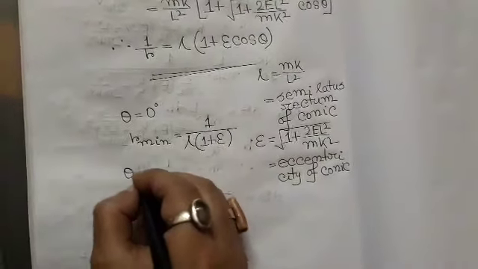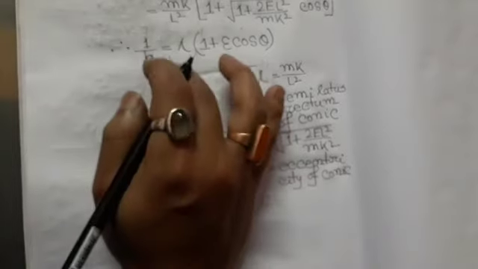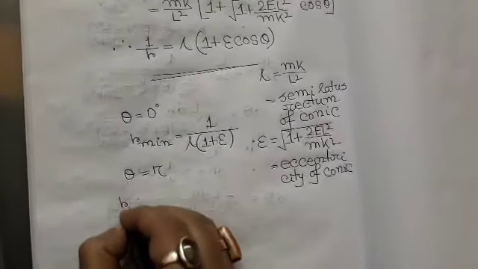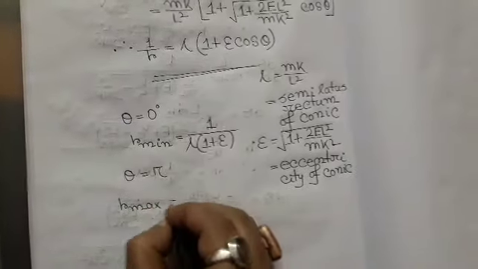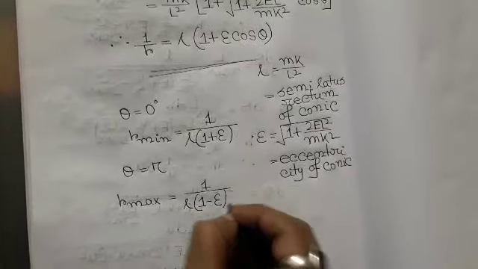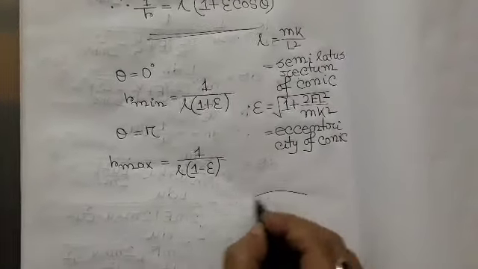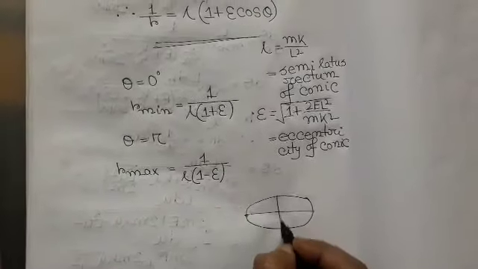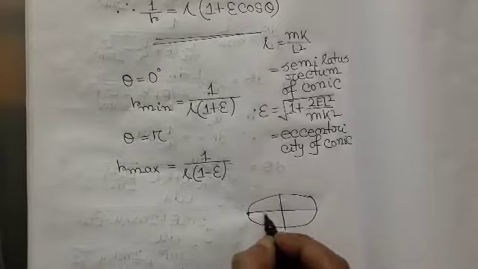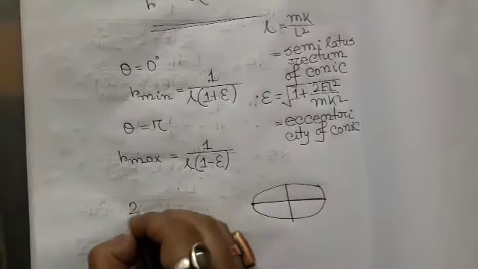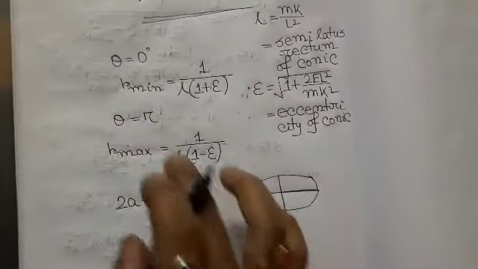Now when theta is pi, 1 by r is minimum, which means r is maximum. So what is r max? r max will be 1 by l into 1 minus epsilon. Now in case of an ellipse, we all know this is the major axis 2a. 2a is nothing but the sum of r max and r min. So for ellipse, 2a equals r max plus r min.